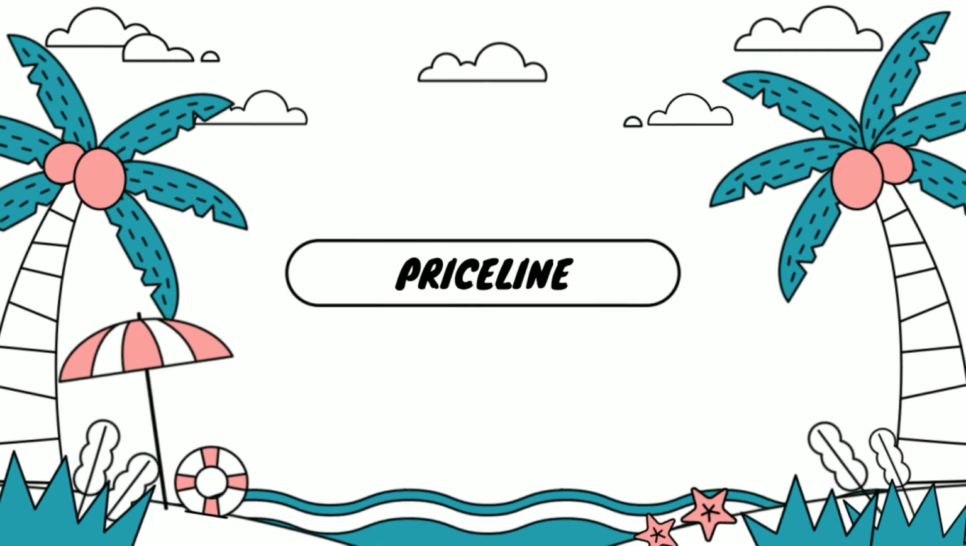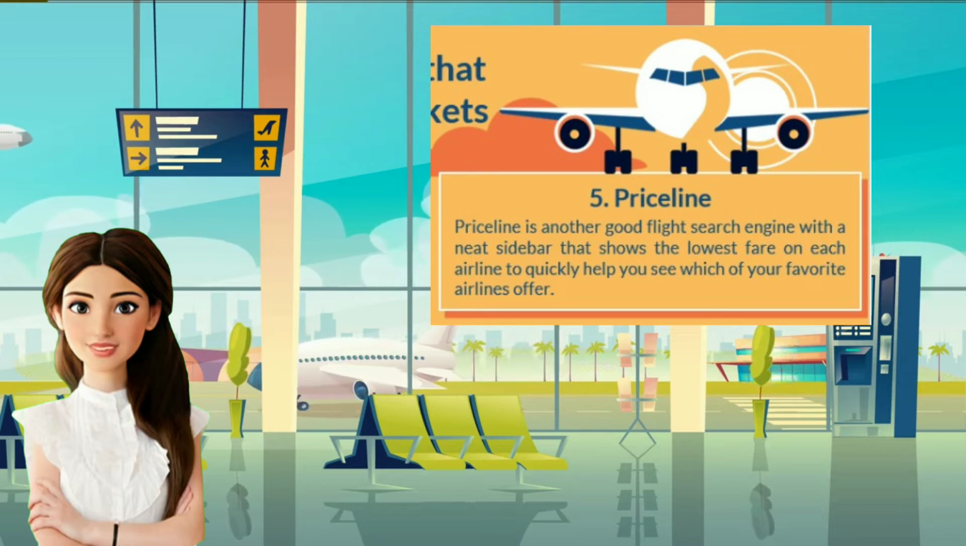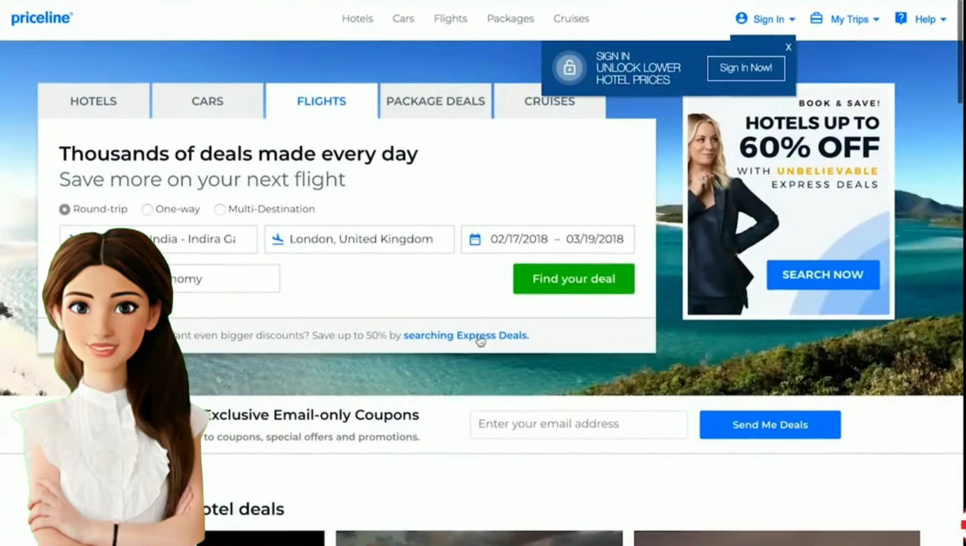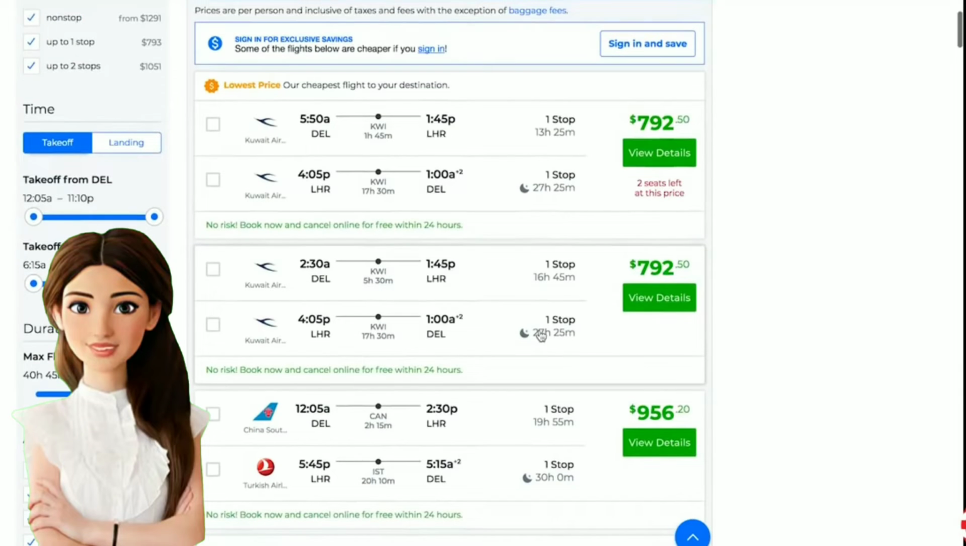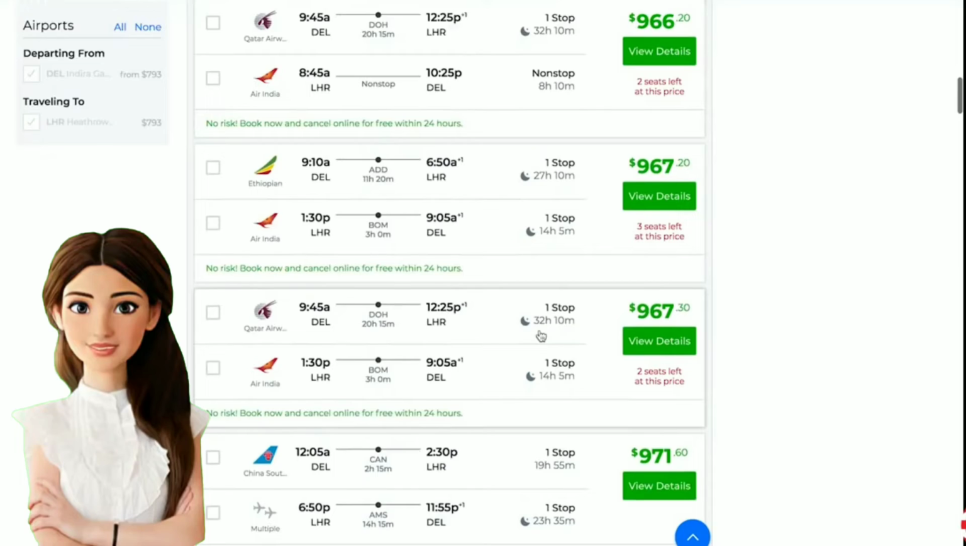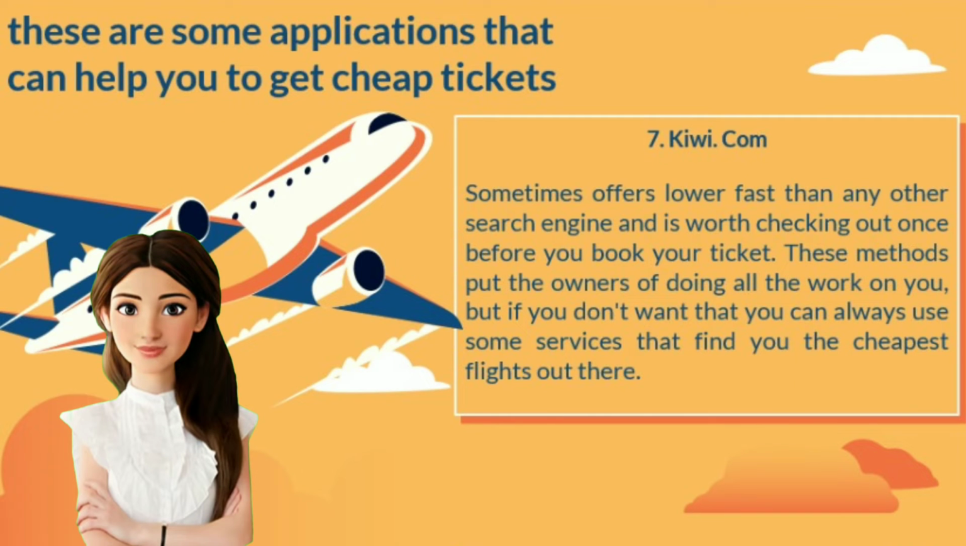Number 5. Priceline. Priceline is another good flight search engine with a neat sidebar that shows the lowest fare on each airline, to quickly help you see which of your favorite airlines offer the cheapest flight tickets at the moment. Number 6. Kiwi.com. Kiwi.com sometimes offers lower fares than any other search engine and is worth checking out once before you book your ticket. These methods put the onus of doing all the work on you.